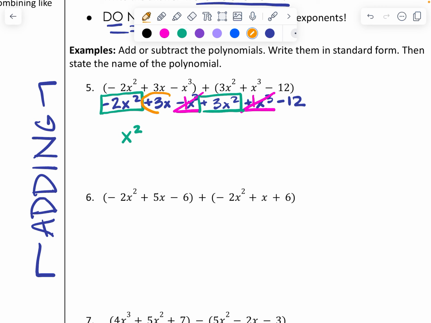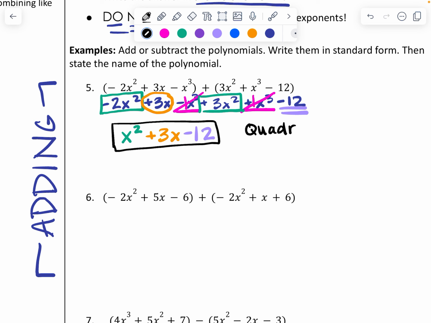Then I have positive 3x, no other like terms, and my constant, negative 12. So that is my final answer, x squared plus 3x minus 12. This is a quadratic trinomial.